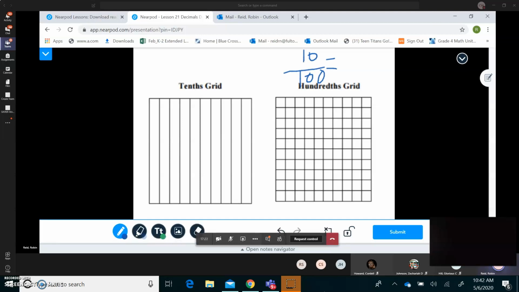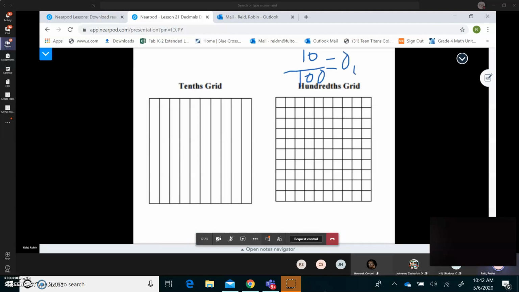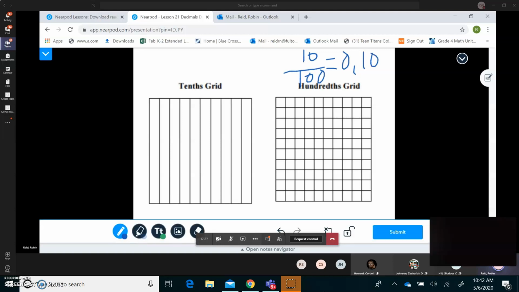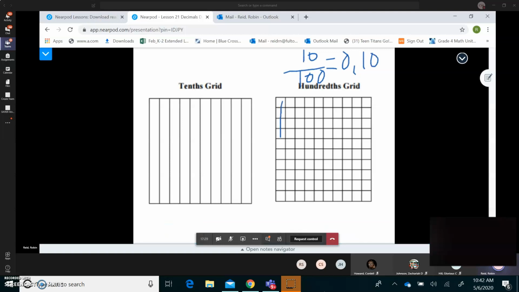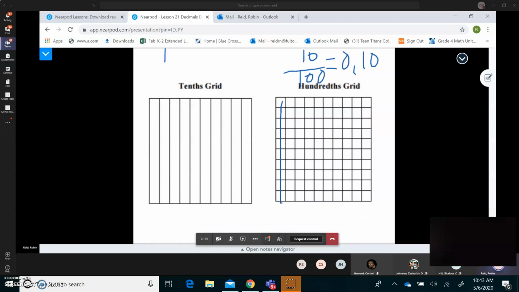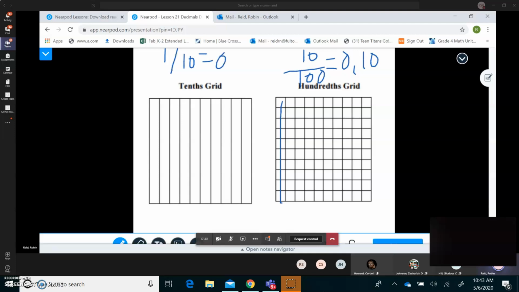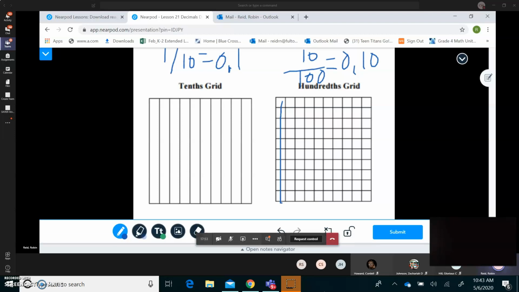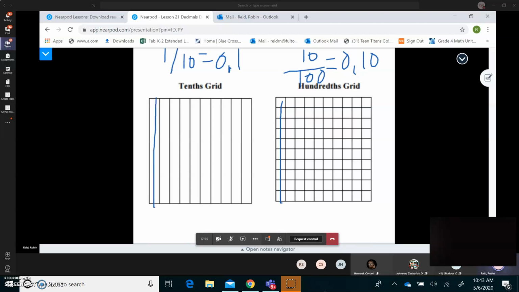10 hundredths as a decimal will be 0, decimal, 10. And I'm only going to shade in 10, so 10. And I want to find a fraction that's equivalent to 10 hundredths, which is 1/10. Okay? And 1/10 as a decimal will be 0, decimal, 1.